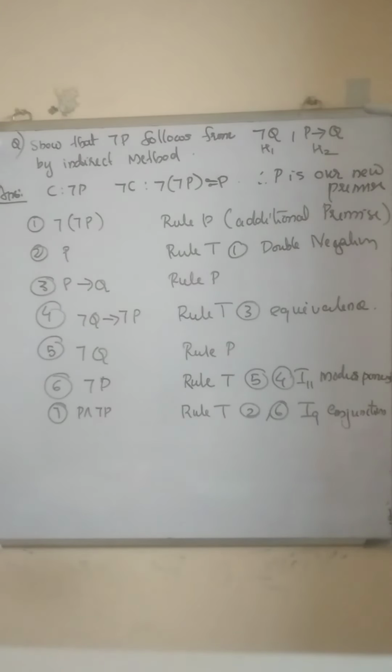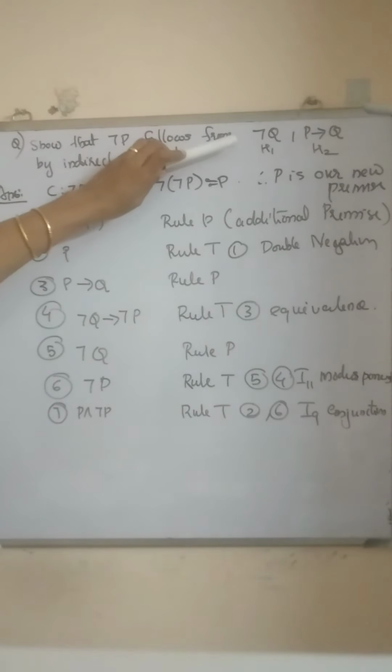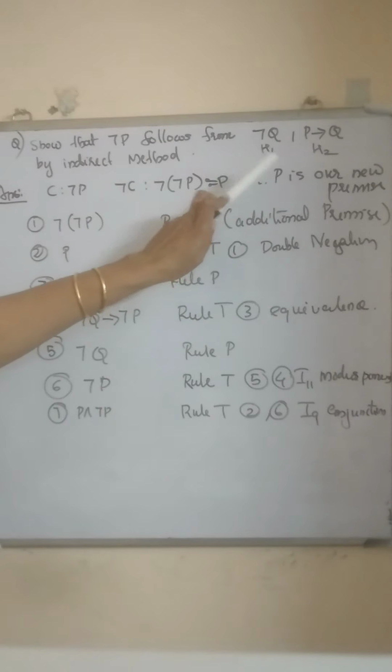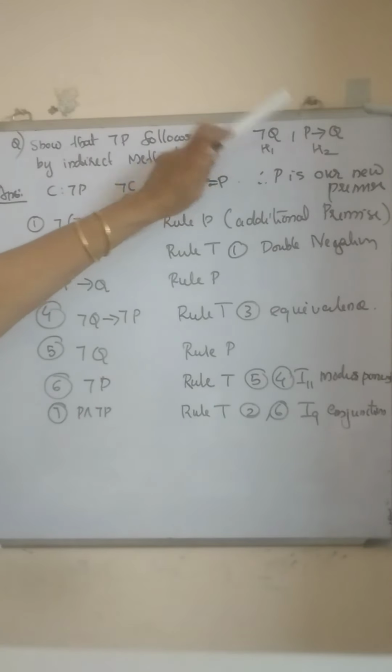Now we discuss the problem. Show that negation P follows from negation Q, comma, P conditional Q by the indirect method. We know that in the indirect method, we add an additional premise, the negation of the conclusion. Here the conclusion is negation P, and the negation of the conclusion is negation of negation P, which is P. Therefore, we add our new premise as P. So now we have three premises: P, negation Q, P conditional Q.